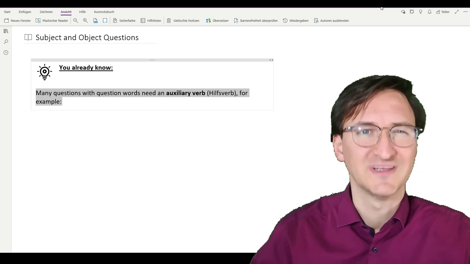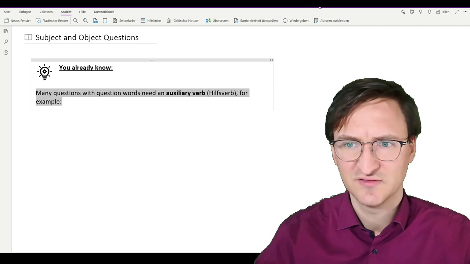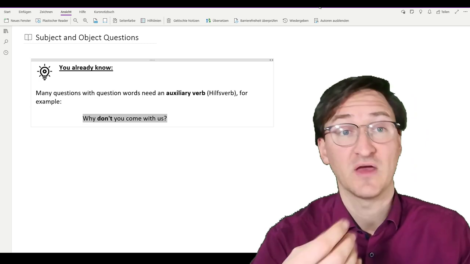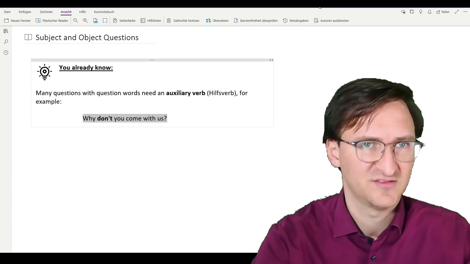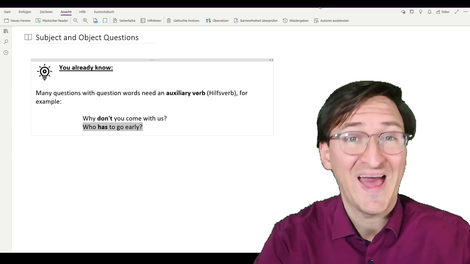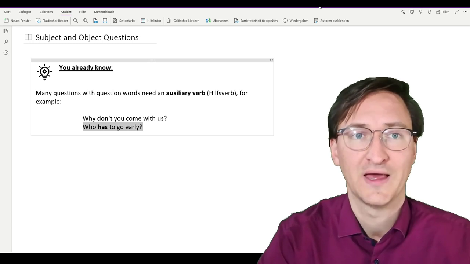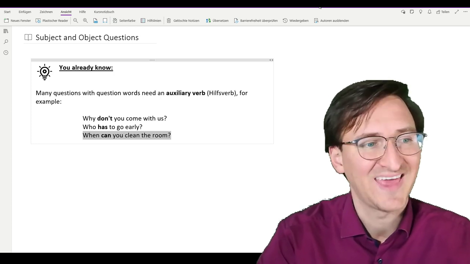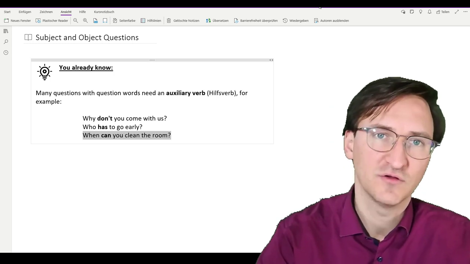In German, we call it Hilfsverb. For example, let's take a look at the following sentences. Why don't you come with us? So we have a question word, why, and we have the don't, or do not, as an auxiliary verb. Also, who has to go early? We have a question word, who, and the has to. And also, when can you clean the room? So we have a question word and we have an auxiliary like can.